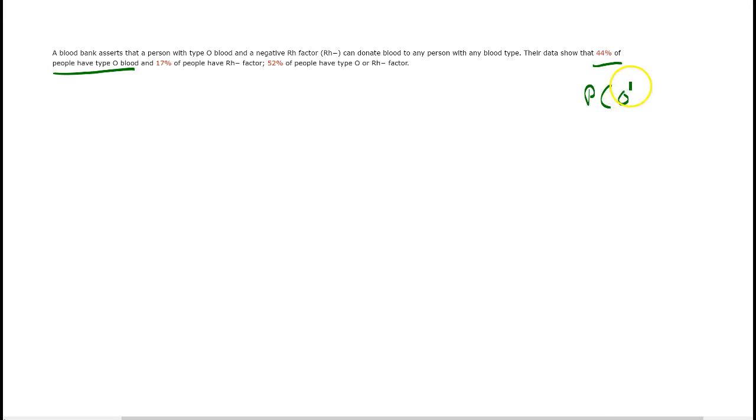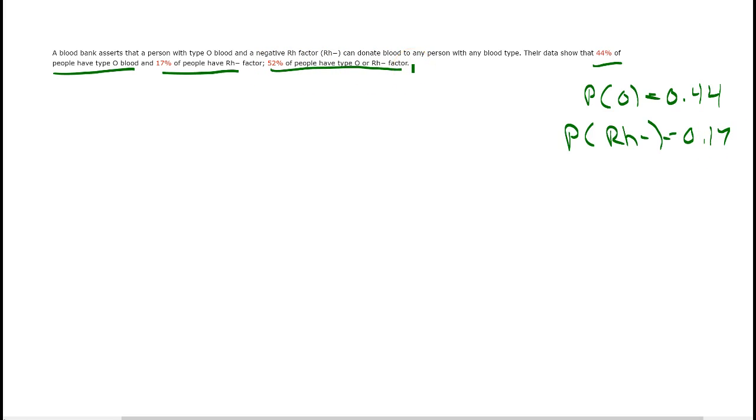So the probability that somebody has O is 0.44, and 17% of people have the Rh negative. So the probability that they are Rh negative is 0.17, and then 52% of people have O or Rh negative factor. So the probability that they have O or the Rh negative is 0.52. So that's what's given to us in our question.